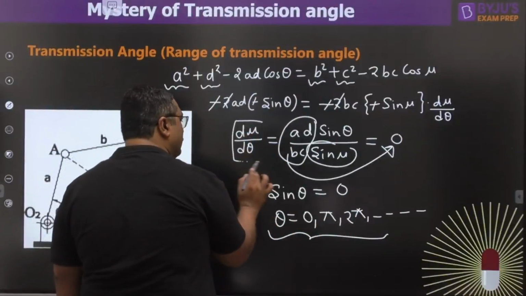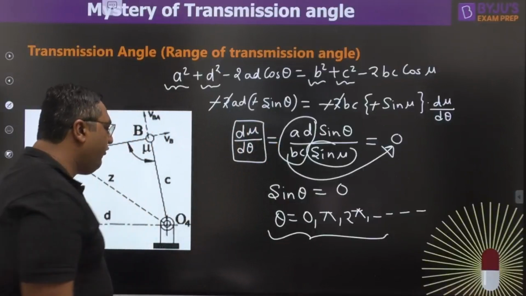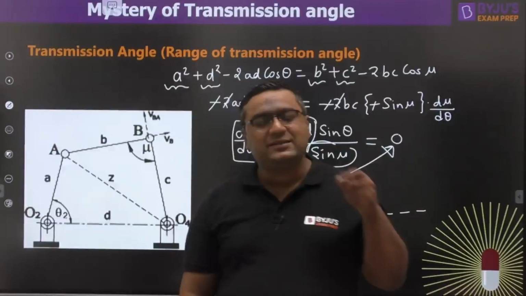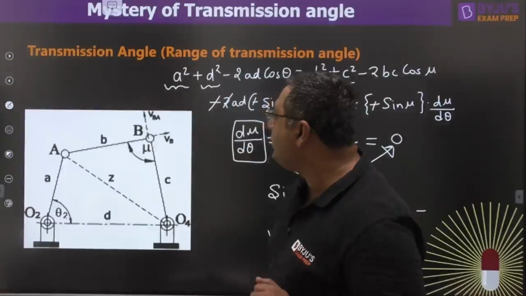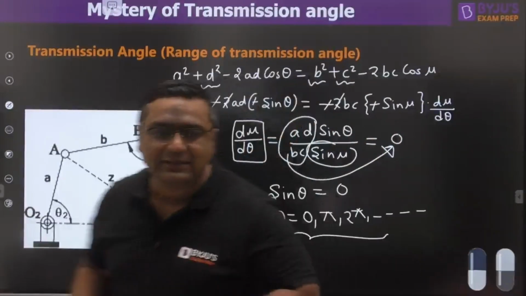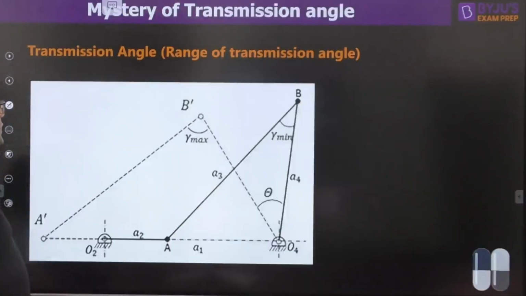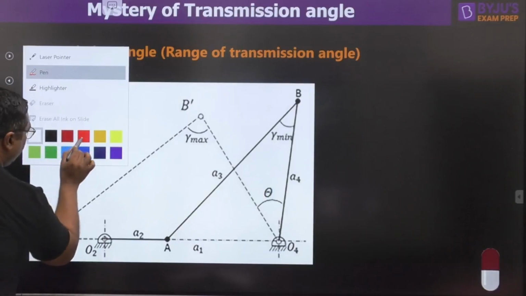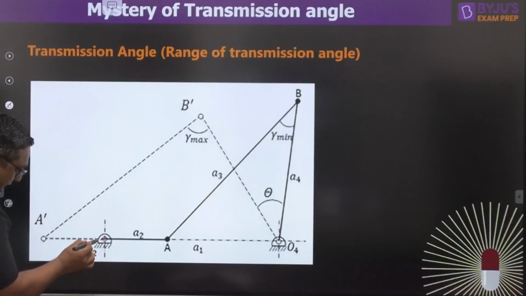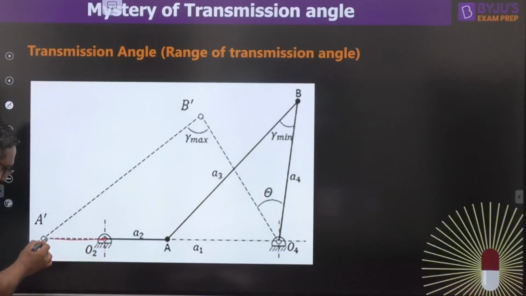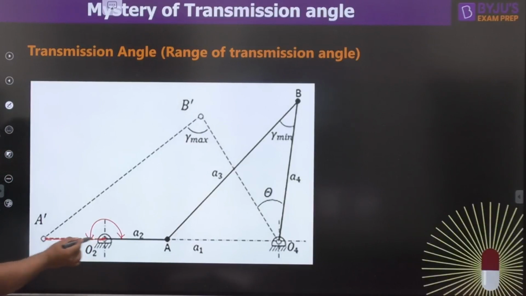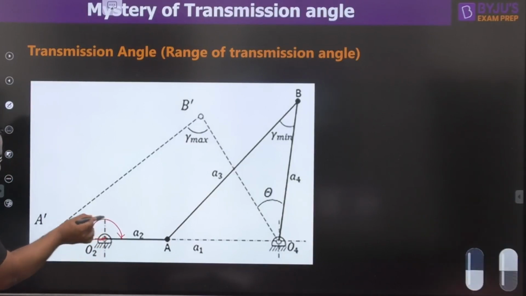Or d mu by d theta to be 0. So my dear, if we try to apply this condition in the simple 4-bar mechanism, what are we going to get? Let us see. One condition is where we make this theta 180 degree. You know, theta is the angle between this. This is the condition when the crank will be like this, and that angle will be 180 degree.